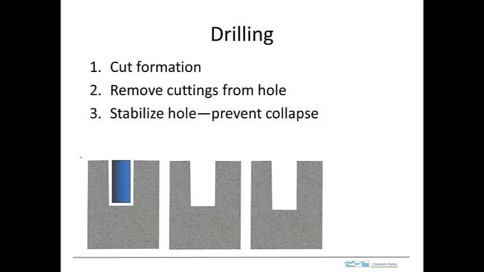And then while we're doing that, we have to prevent this hole from collapsing. So the first step is to disrupt or cut the formation, and then we get those particles out of there, and so we've deepened the hole as a result. And we just keep doing that, which creates the hole, and then while that's going on, we have to prevent this hole from collapsing.